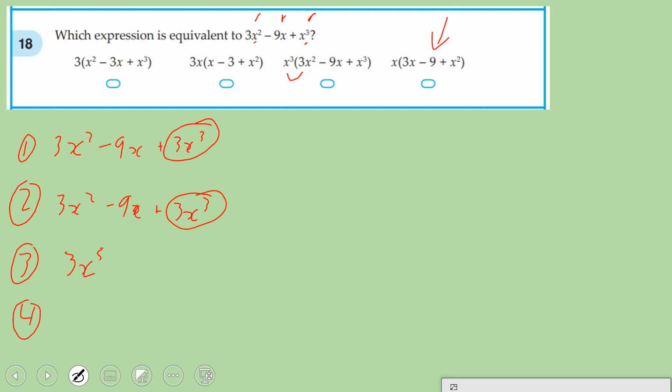And the last one, I'll do the last one over here because this is our right answer. x times 3x is 3x squared. So remember, this is to the 1, that is to the 1, hence 1 and 1 is 2. x times minus 9 is minus 9x. x times positive x squared will make positive x cubed because you're adding the 1 with the 2. 1 and 2 makes 3. And that gets us our right answer.